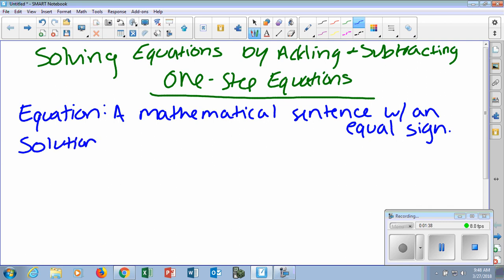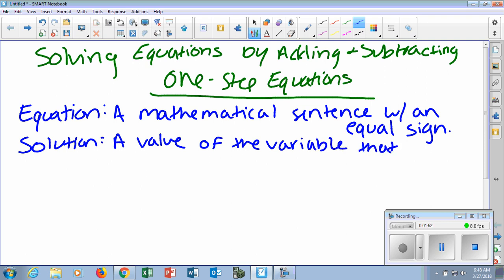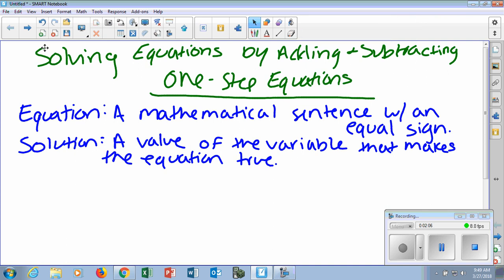Another vocab word is solution. A value of the variable that makes the equation true. Which again is like the 3.2 notes when we were checking our solutions. That value of x is our solution. We checked our solution, the answer for x, to see if that x was true. Which is what we just explained in words now.